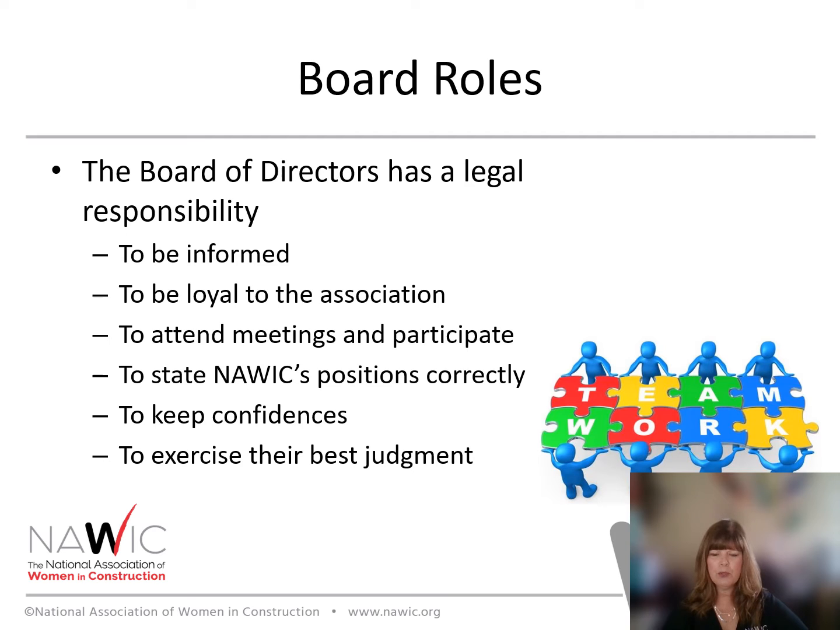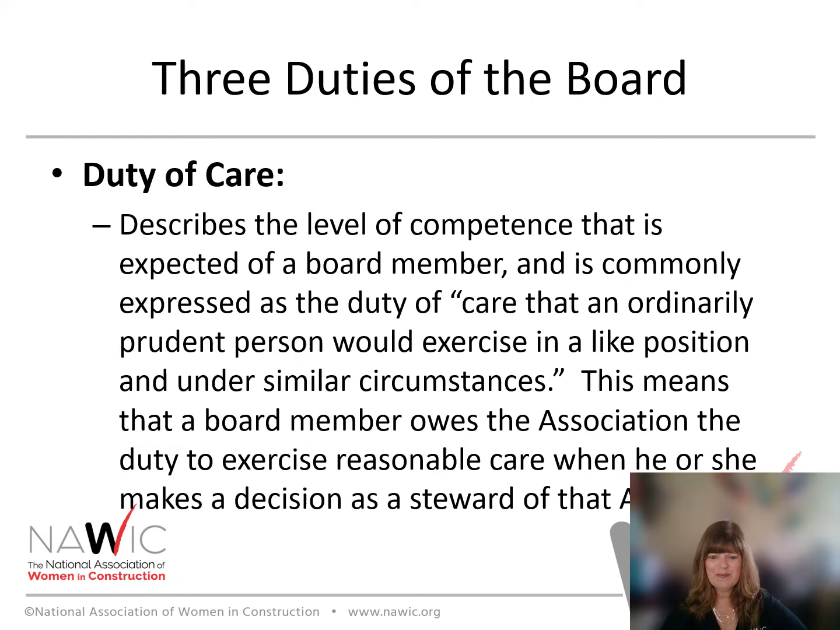What is said in the boardroom stays in the boardroom. Even if you don't agree with the decision, the board should leave the room united. And as always, the board should exercise their best judgment and not do anything to jeopardize their charter status or status as a nonprofit.